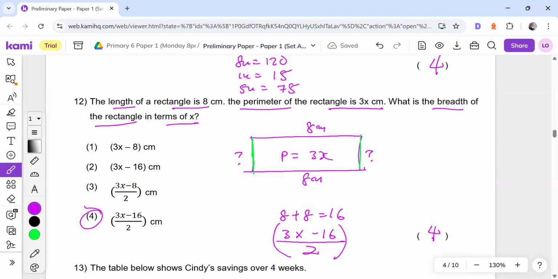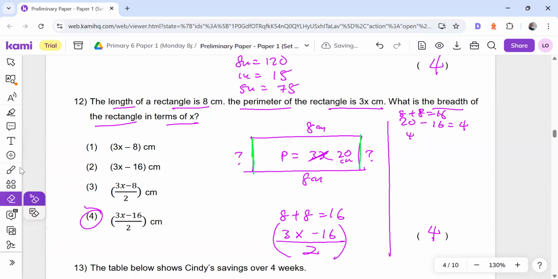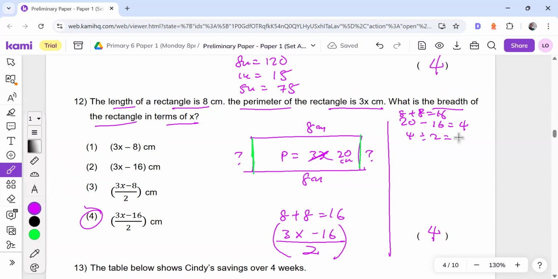Okay. And also, Miss Song tell you something. Now, what happens if I still don't know how to do? Remember, Miss Song told you, change the letter into a number, give a number, any number, maybe 20. Then it becomes a primary 3 question already. How do you find the question mark? 20 minus 8 plus 8. Okay, so 8 plus 8 equals 16. So 20 minus 16, you will get 4. Then after that, you divide by 2. So 4 divided by 2, and you get your breadth.